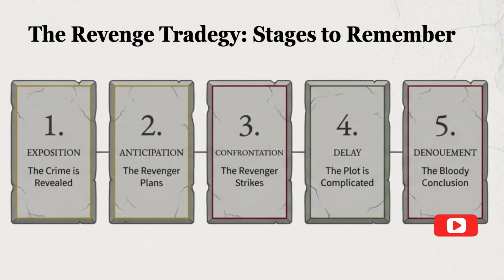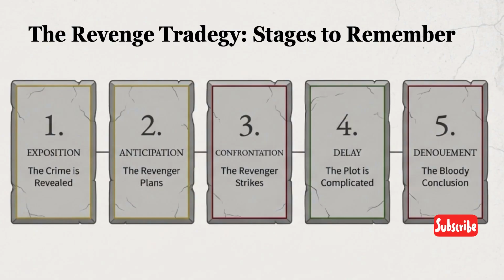Now, let us look at the structural framework of a traditional revenge play. Every great tragedy in this genre typically follows 5 key stages. It begins with Stage 1, exposition, where the crime is revealed. Stage 2, anticipation. Stage 3, confrontation. Stage 4, delay, followed by Stage 5, denouement.